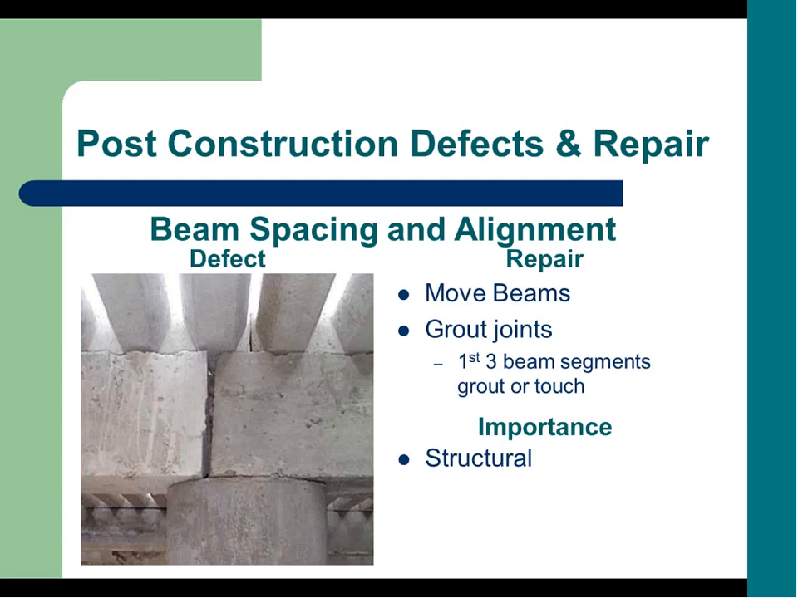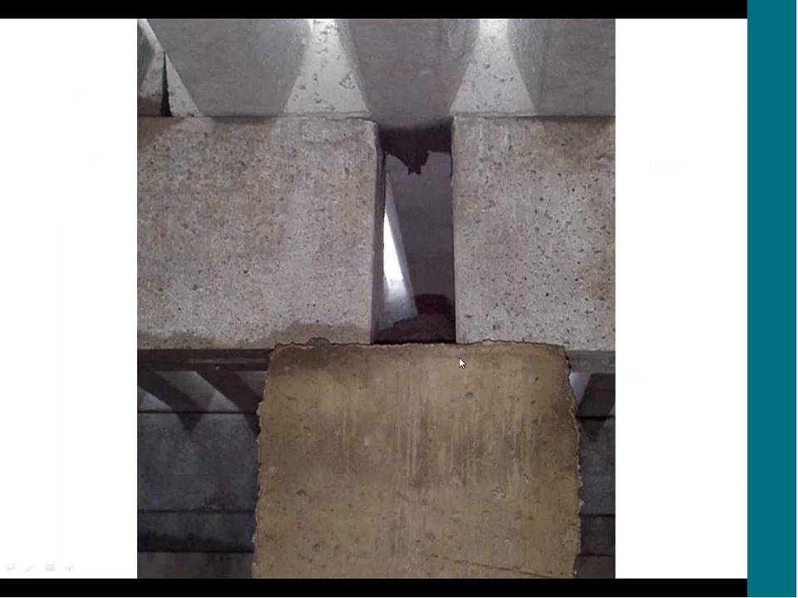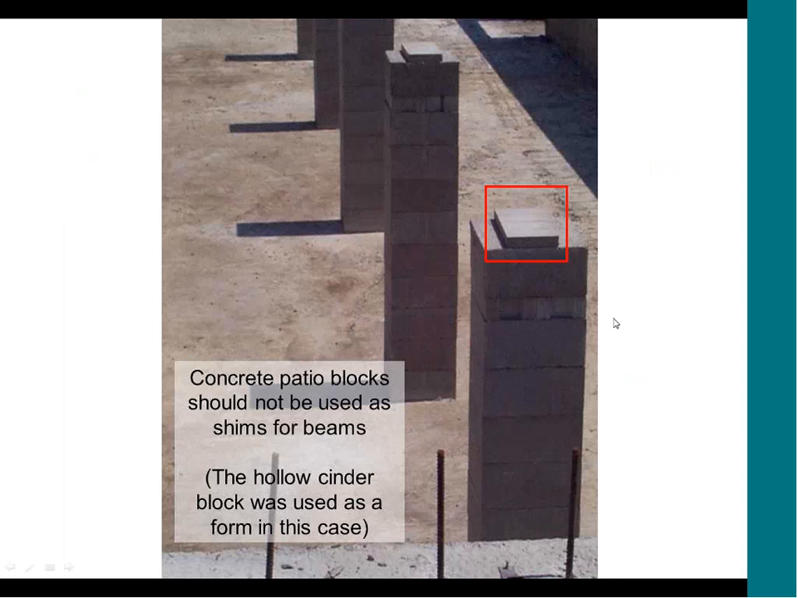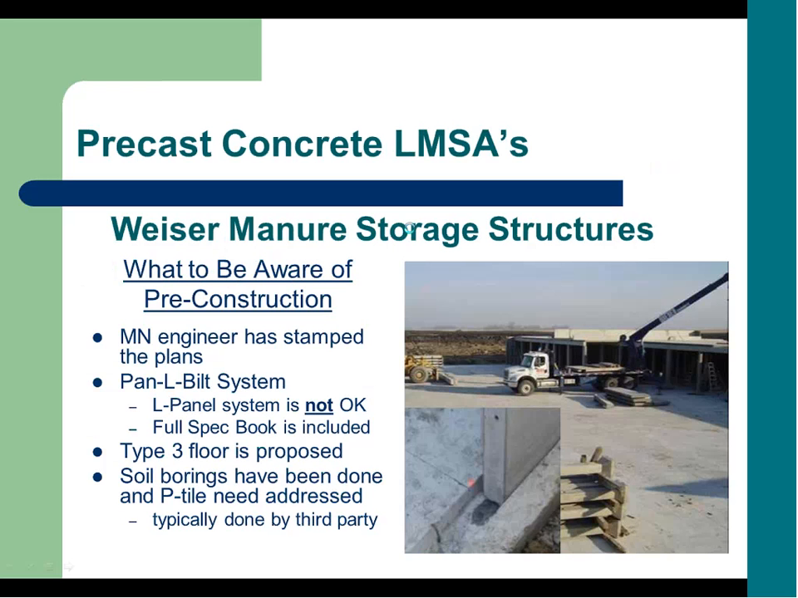Beam spacing and alignment: what we would require is you to move the beams or grout the joints to make sure that there is connection, that those first 3 beam segments are grouted or touch to make sure that we're supporting that floor properly. That would be one that would need to be moved or fixed. We also do not allow patio blocks to be used as shims to make sure that the floor is level. In this case, they used hollow cinder blocks for these pillars or supports.